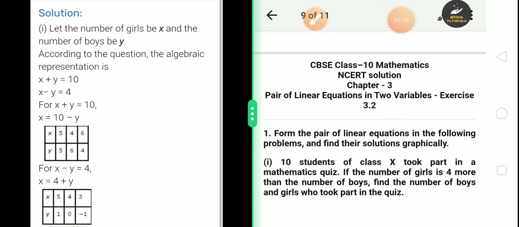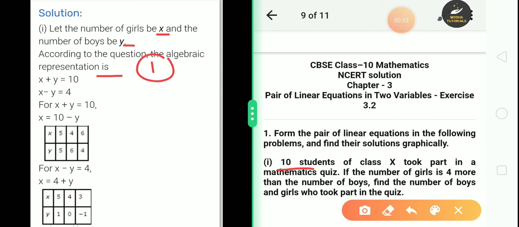Let us assume the number of girls be x and the number of boys be y. Okay, so from the condition, 10 students, it means boys and girls together. So we can write from the first condition x plus y is equal to 10, that is equation 1. And second condition, number of girls is 4 more than number of boys, that is girls are more than boys by 4. So x minus y is equal to 4, this is equation 2. Now using these equations we can find coordinates, and then we can plot the graphs.